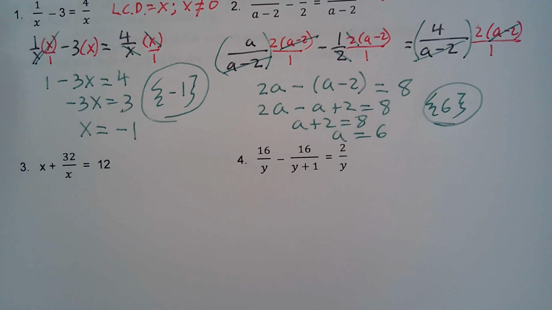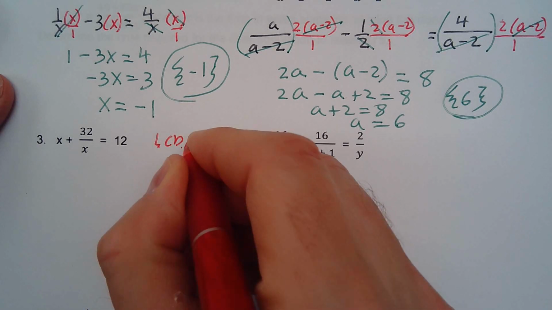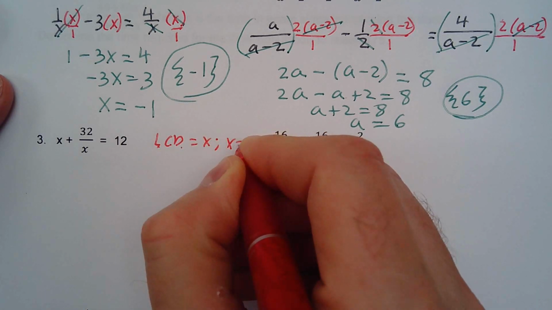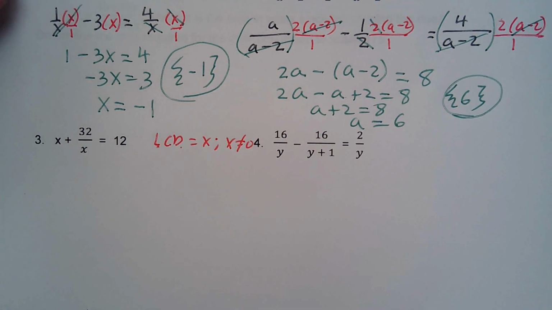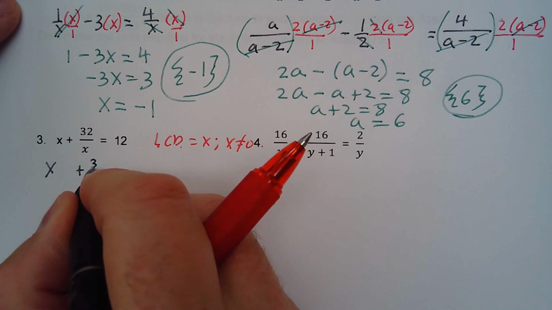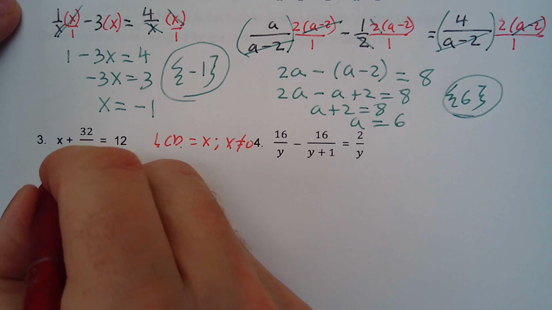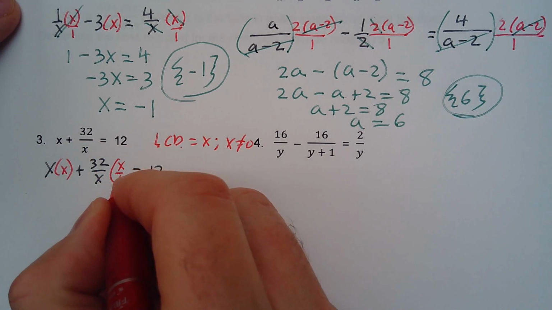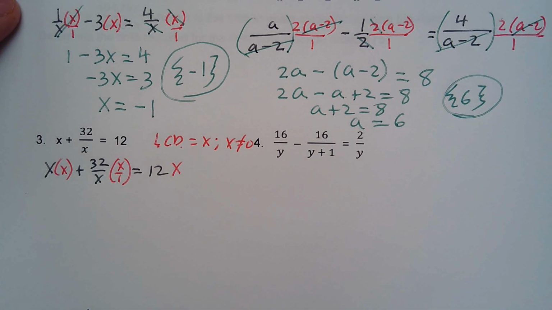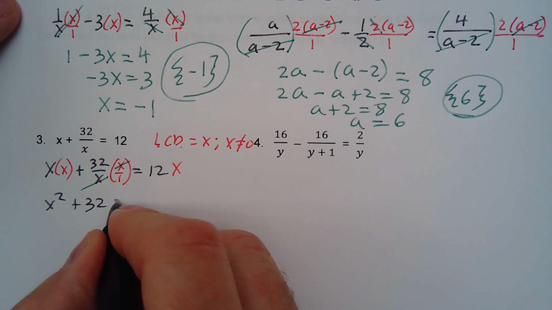Let's try this next one. My LCD here is x. My restriction would be x cannot be equal to 0. So I'm going to go ahead and multiply every term on both sides by that x. The only reduction we get here is on the second term. So that's going to give us x squared plus 32 equals 12x.